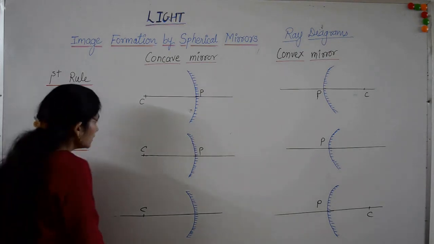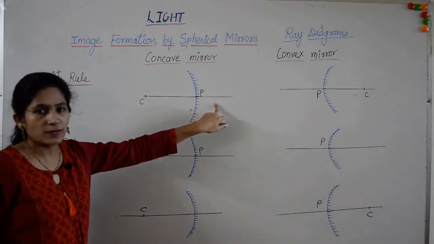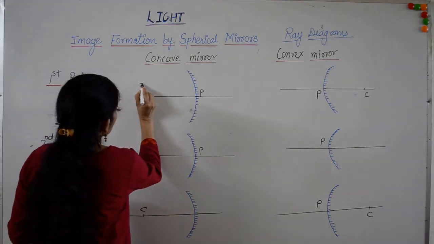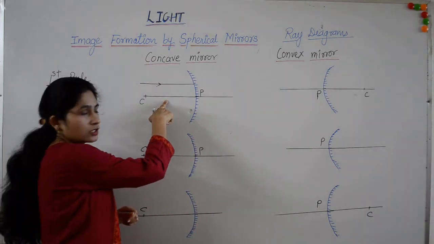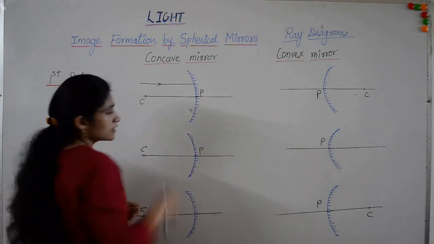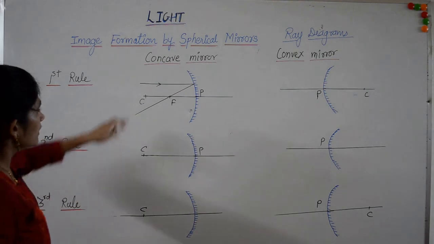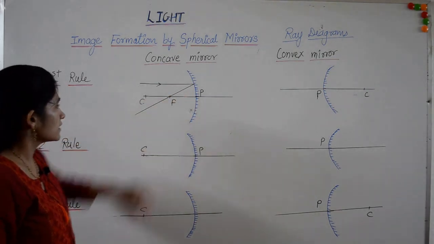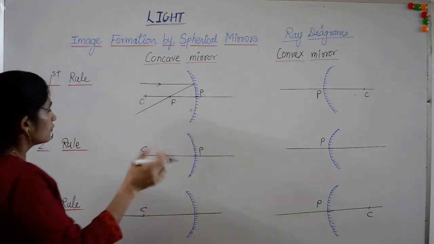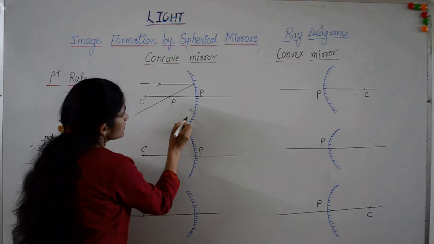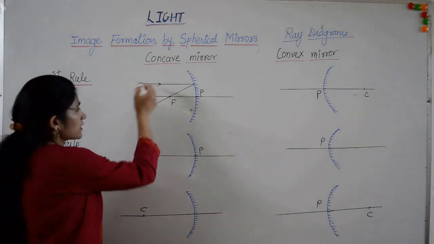The first rule is that if the incident ray is parallel to the principal axis, this CP is the principal axis, then after reflection it passes through the focus. We know that the focus is a point which lies on the principal axis. So this is the focus. If you draw any ray which is parallel to the principal axis, then it gets reflected through the focus.